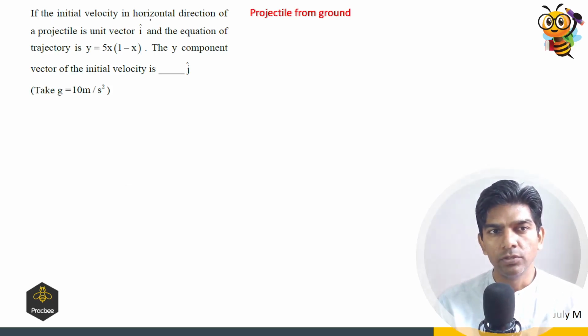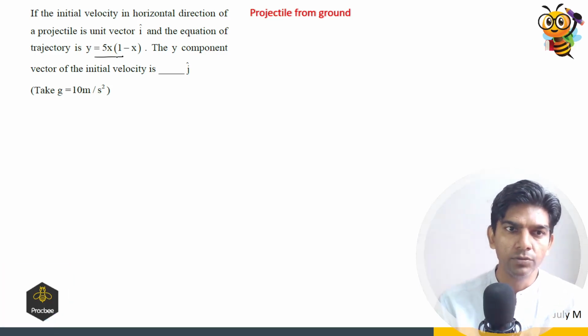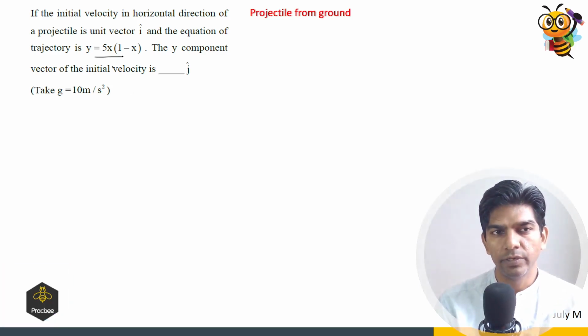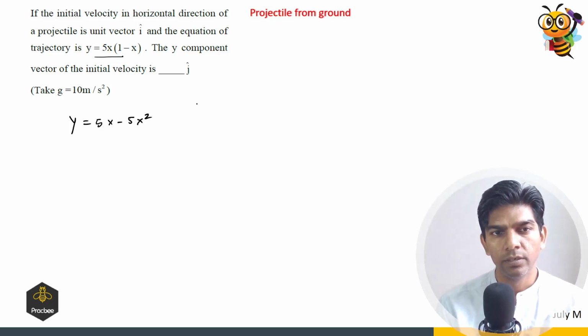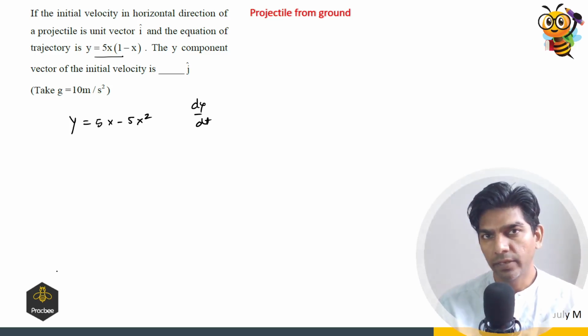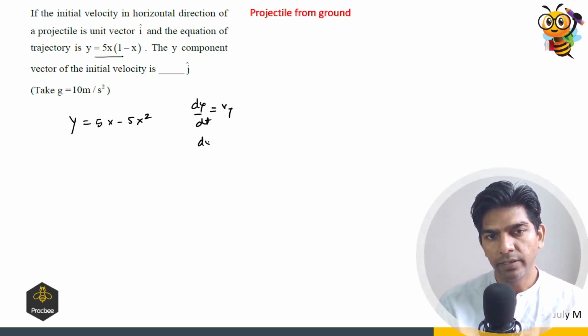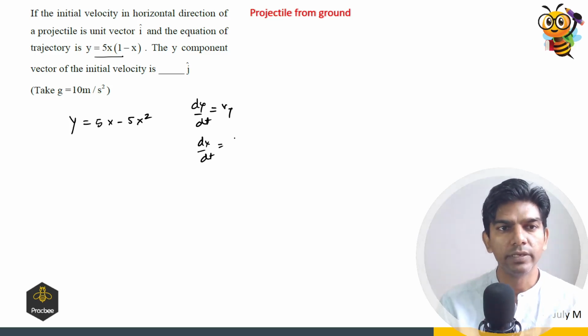So if the initial velocity in the horizontal direction of a projectile is unit vector i cap and the equation of trajectory is y equals 5x times (1 minus x), find the y component of the vector of the initial velocity. So we have to find the y component. So what we can do, we have y equals 5x minus 5x square. So dy by dt will give us the y component, that will be vy, and dx by dt is the x component, which is given as 1.